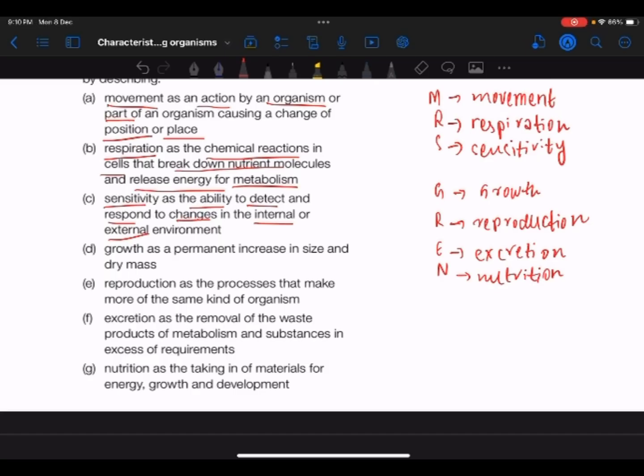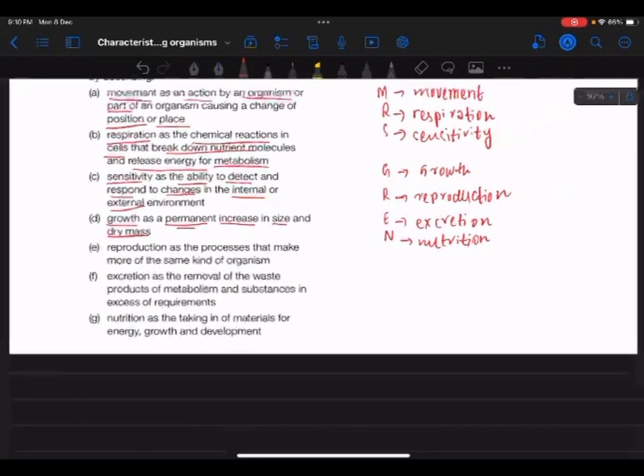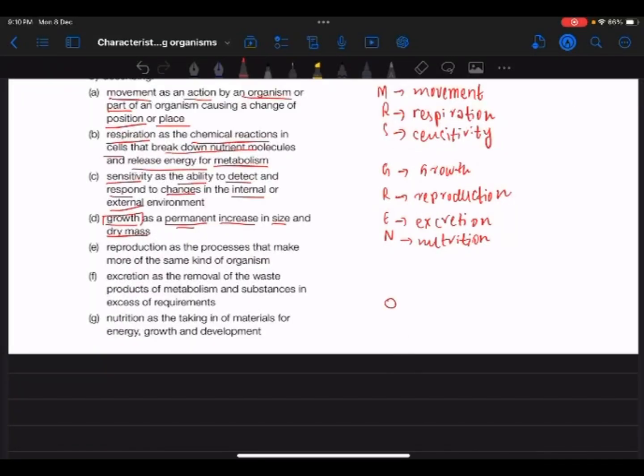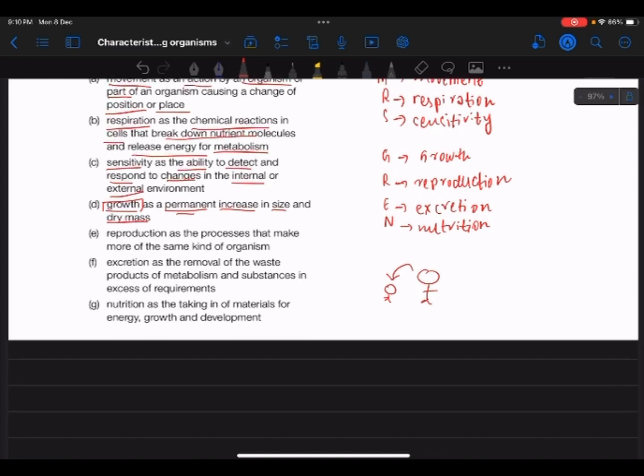So now we're going to be moving towards growth. Growth is the permanent increase in size and dry mass. So permanent is really important here, because take this as an example. You guys are not the same size right now as you were when you were a baby. You guys are huge now, hopefully. You guys are tall. You've grown. This is a permanent increase. You cannot just go back to this little being over here. You cannot go back to that.